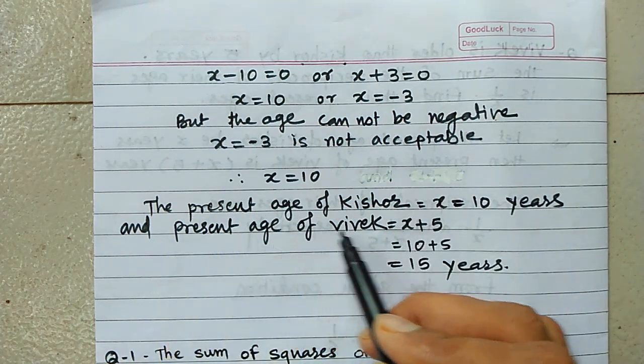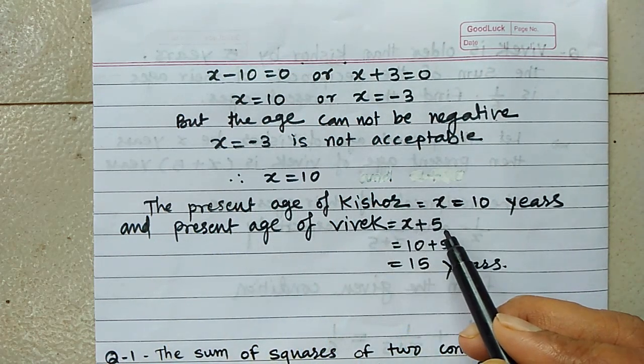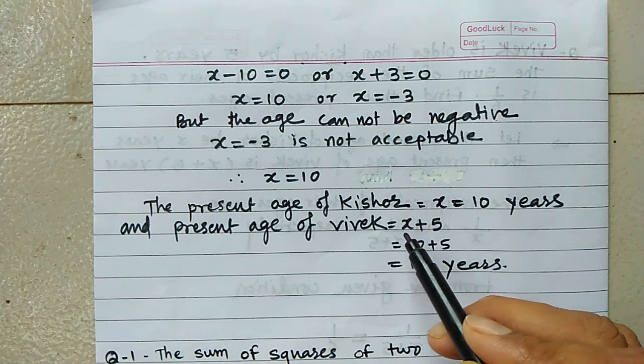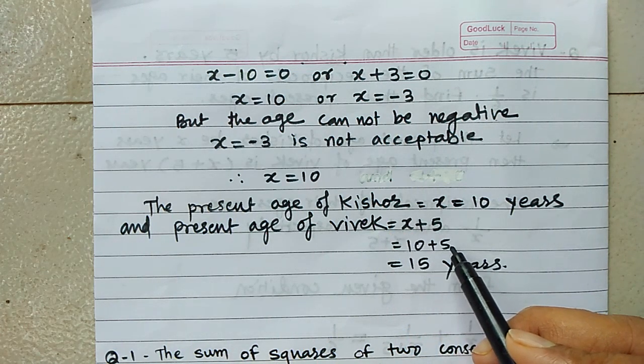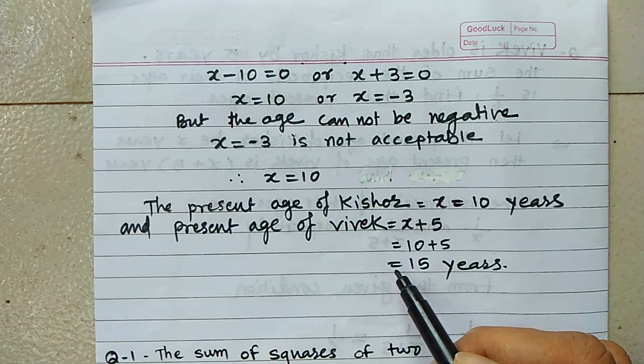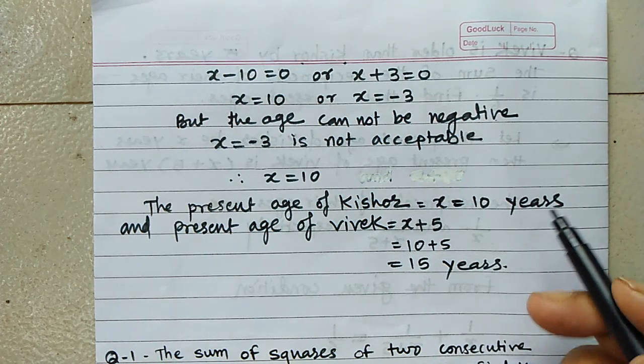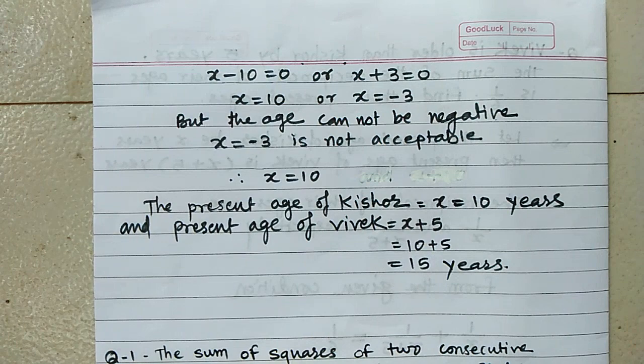And the present age of Vivek we have considered as x plus 5. Write down 10 in place of x. 10 plus 5, that's why it is equal to 15 years. In this way we have to solve the word examples.